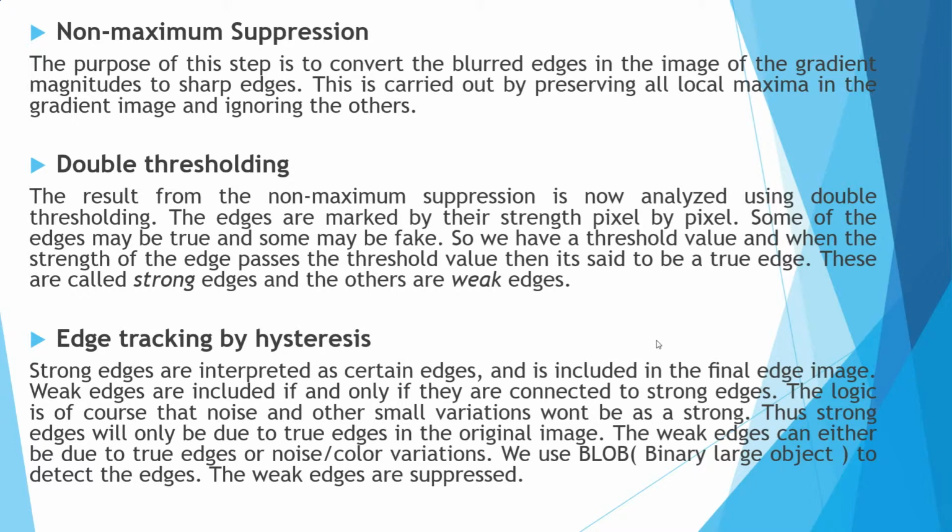Next is the edge tracking by hysteresis. Strong edges are interpreted as certain edges and are included in the final edge image. Weak edges are included if and only if they are connected to the strong edges. The logic is, of course, that noise and small variations won't produce a strong edge. Thus, strong edges will only be due to true edges in the original image. The weak edges can either be due to true edges or noise and color variations. We use blob, which is binary large object, to detect the edges. The weak edges will be suppressed.